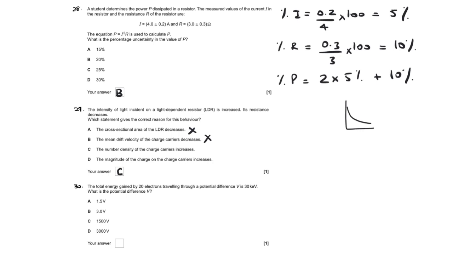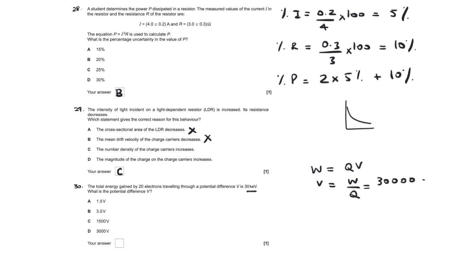With question number 30, we are given that the total energy gained by 20 electrons traveling through a potential difference V is 30 keV. What is the potential difference V? We know that work done is equal to Q times V, and V is therefore work done over Q.